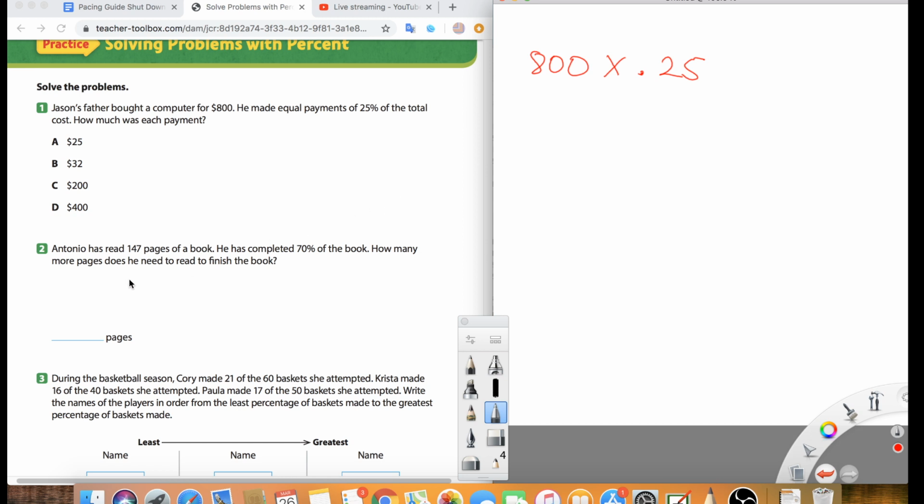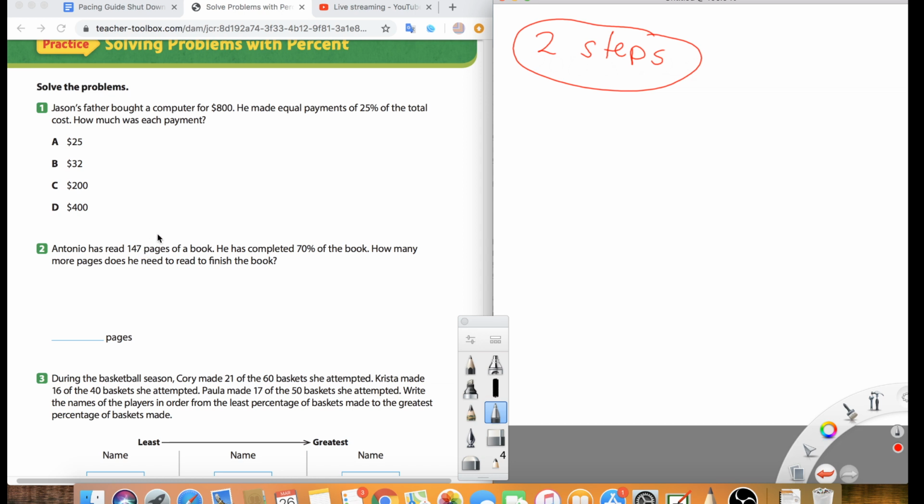Number 2 says Antonio has read 147 pages of a book. He has completed 70% of the book. How many more pages does he need to read to finish the book? Now, for this one, you have to do it in 2 steps. The first step is you need to find out how many pages his book has. He only read 70%, and that's 147 pages.